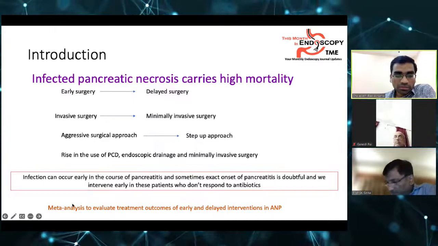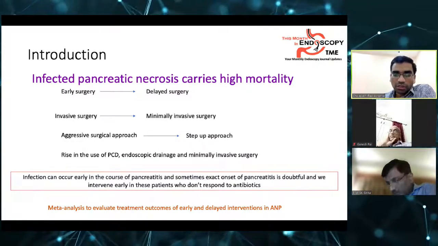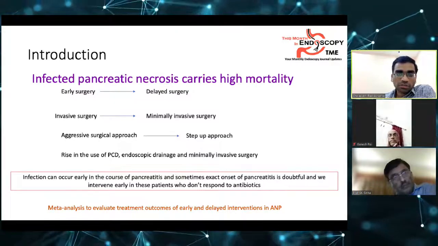So the meta-analysis in this study was done to evaluate the treatment outcomes of early and delayed interventions in acute necrotizing pancreatitis.